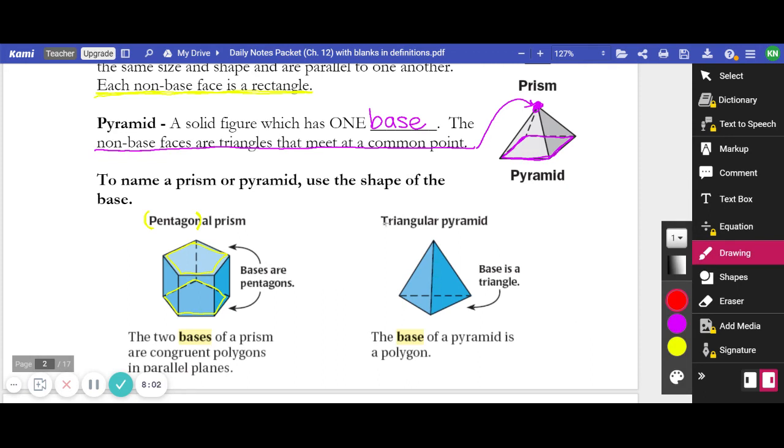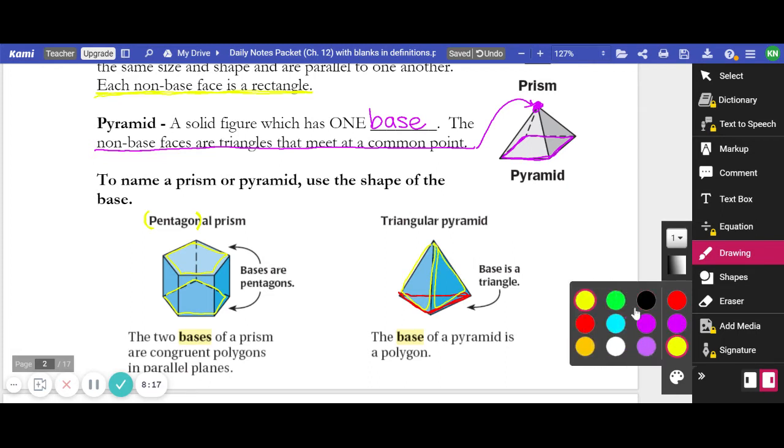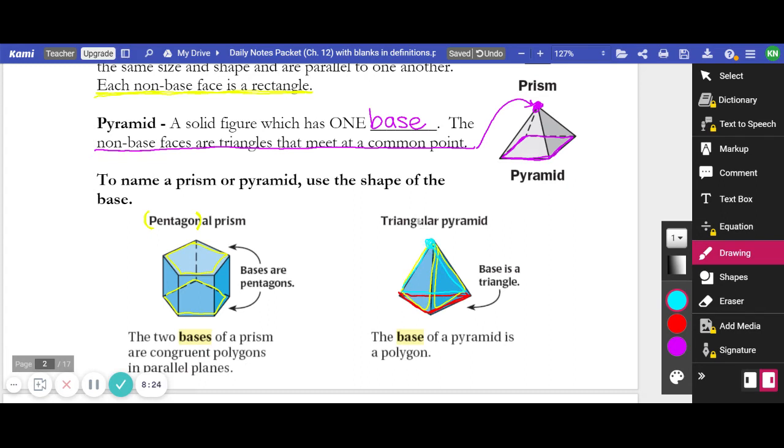Here is an example of a triangular pyramid. It is a base of a triangle, and then there are three sides that are triangles. One there, one here, and then, let me switch colors, this one back here, all leaning together and joining at the top. So we call that a triangular pyramid because it has a triangle base and the sides are triangles that meet at a point.